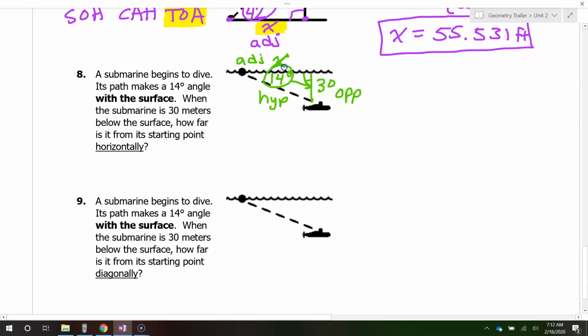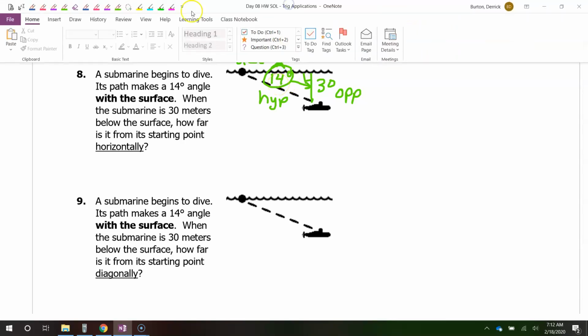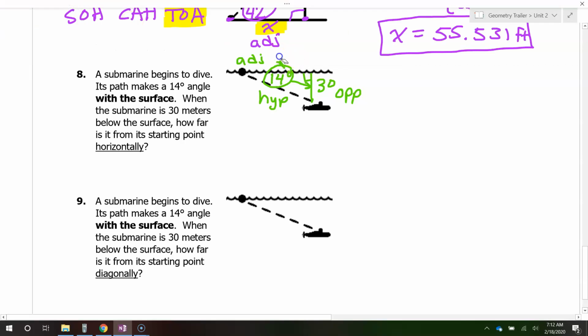Okay, can I make this any clearer? Hold on, my x is getting partially covered by the circle, and I don't like that. Okay, so time to write Sohcahtoa.